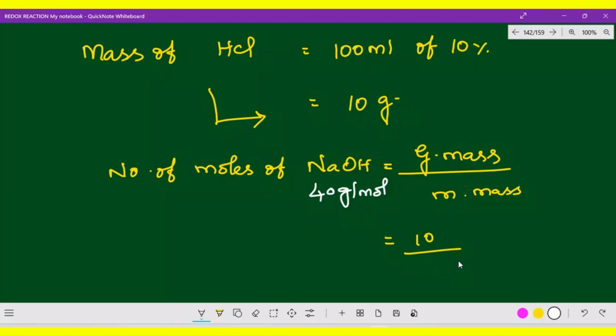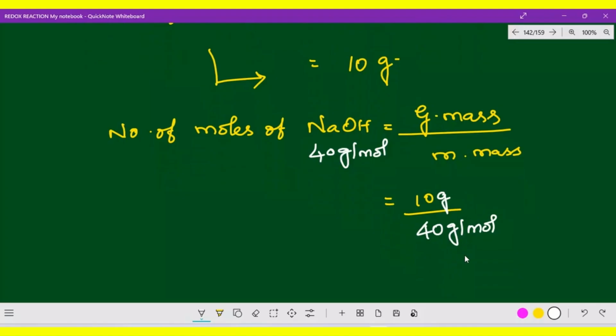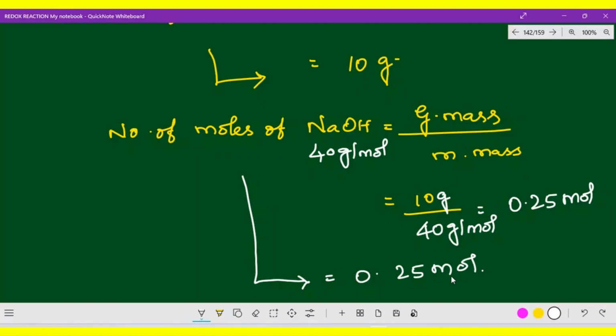You know one thing, we are using soap, no? That is also toilet soap; we are using sodium hydroxide with edible oil only, right? Okay, now come to this point. Here 40 gram per mole, and here 10 grams. So what is the answer you will get? 10 by 40, so you will get 0.25 mole. Sodium hydroxide is 0.25 mole. Please note it down, because we have to compare both the moles.